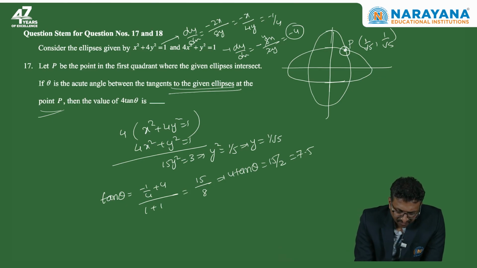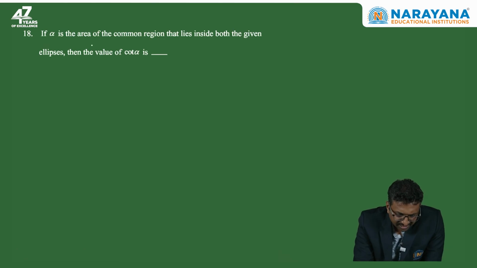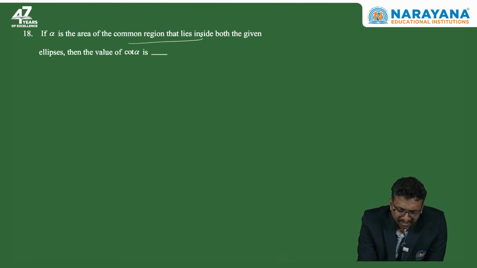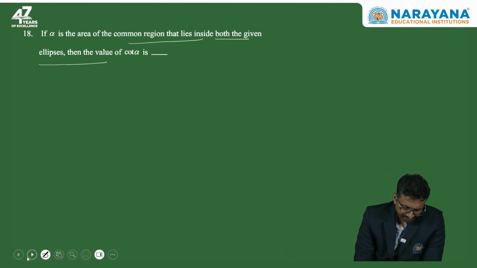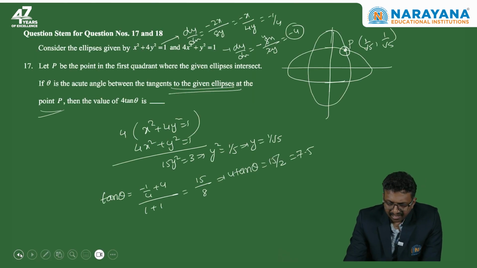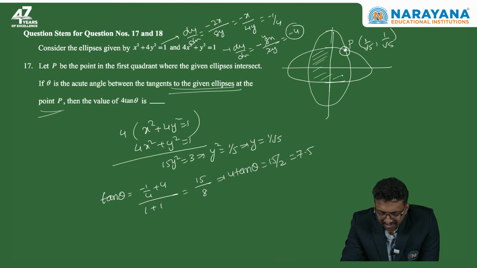And the second question that is asked in the same part is that alpha is the common region that lies between the given ellipses. What is cot alpha? So you're asked to find the common region. This is the common region that you're talking about. Because of symmetry, what you can do is find one of these areas, I'll find this area and multiply it with 8. So this region is quite easy.